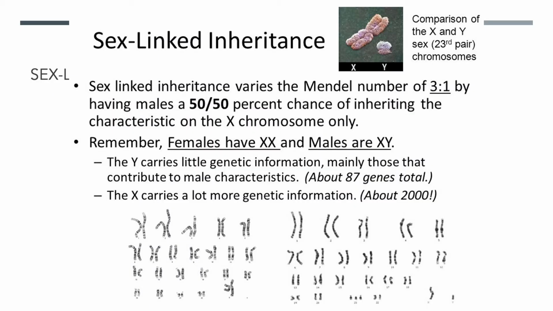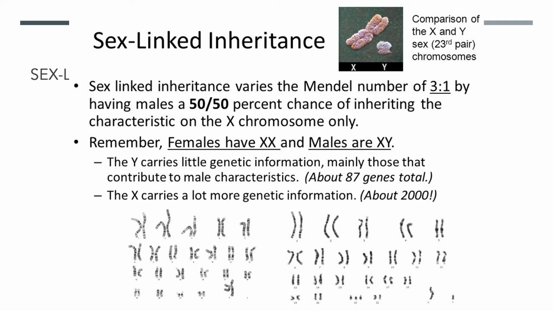Then we'll talk about sex-linked inheritance, and I have a couple slides about this. If we look at the comparison of the X and Y sex chromosome, this is the 23rd pair, the X chromosome can hold a lot more genetic material than the Y chromosome. So sex-linked inheritance varies the Mendel number of 3 to 1, which is normally the rate at which you would get a particular recessive trait versus dominant trait, by giving males a 50-50% chance of inheriting the characteristic on the X chromosome. Remember, females, their 23rd pair are XX, and males are XY.